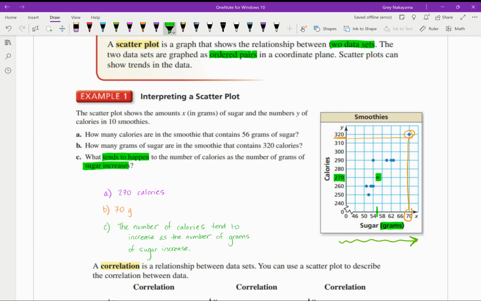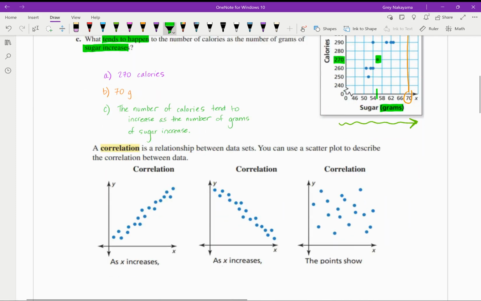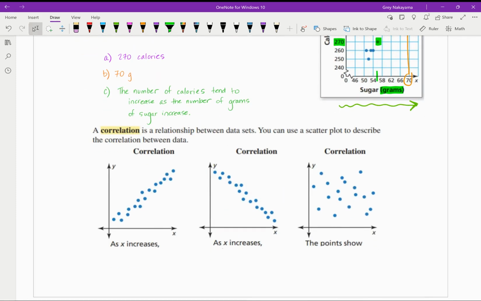Okay? The next thing we've got to talk about, correlation. Correlation is a relationship between data sets. So if you look at these pictures, as I just talked about, as x increases, what's happening to the y value? As I go along here on the x-axis, my y value is also going up. So as x increases, y increases, and if you think about the slope of the line, this is going to be a positive correlation.